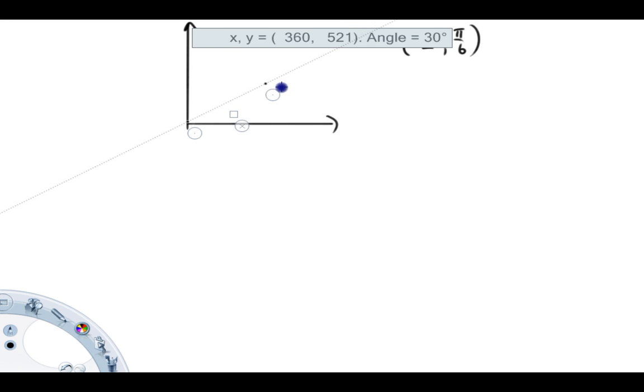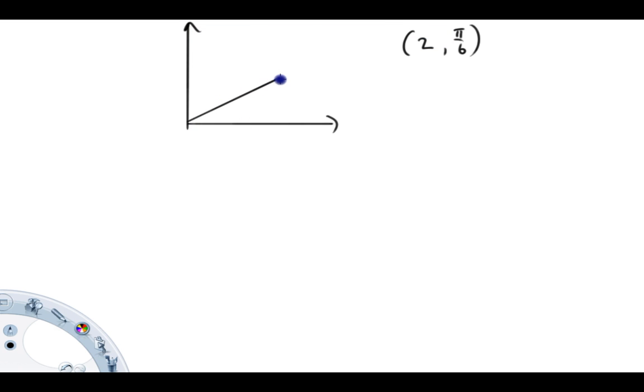I know that pi over 6 is 30 degrees, and the r was 2. So the polar coordinate here is this point where this distance is 2 from the origin. One of the things we want to be able to do now is convert this back to Cartesian. So we've got a pi over 6 angle.